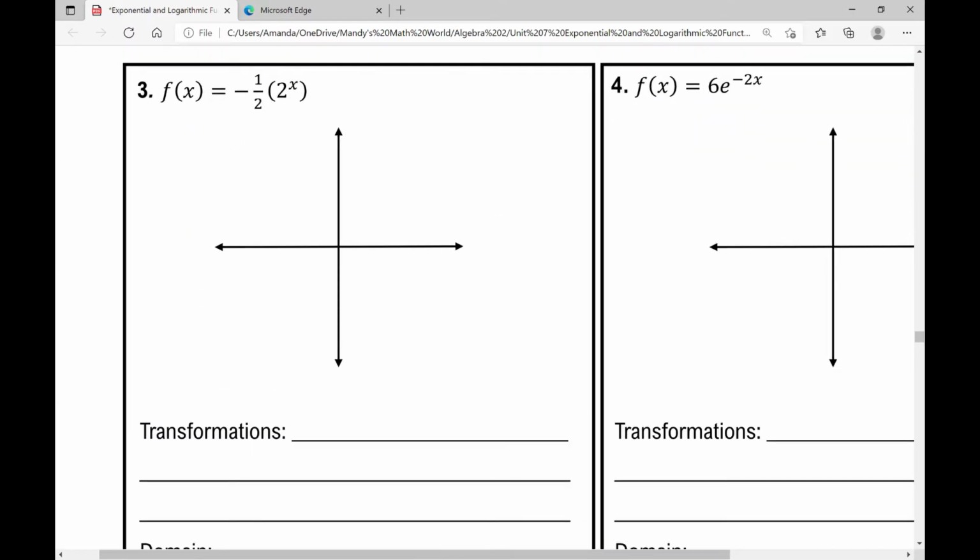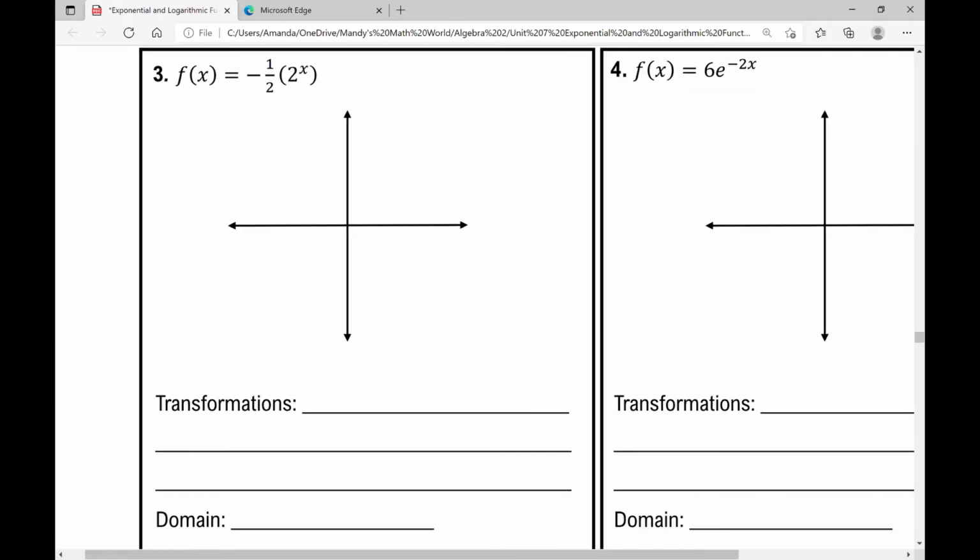Okay, f of x equals -1/2 times 2 to the power of x. So this y-intercept is going to be that a value, right? So y-intercept, that's just a good starting point, is at -1/2. Are we moving up or down any? We are not. So the asymptote is still going to be at y equals 0. And how would I describe this? I know the only thing that's happening to our parent function, y equals 2 to the power of x, is we've added this -1/2 in front.